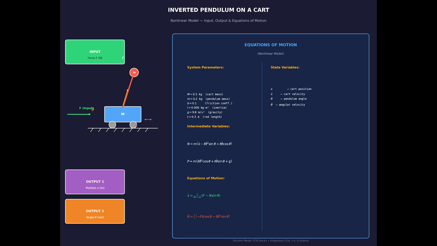The key advantage of this approach is that Simulink can generate numerical solutions to complex nonlinear equations that don't have closed-form solutions. This nonlinear model can now be used to validate a linearized version and to test control schemes.